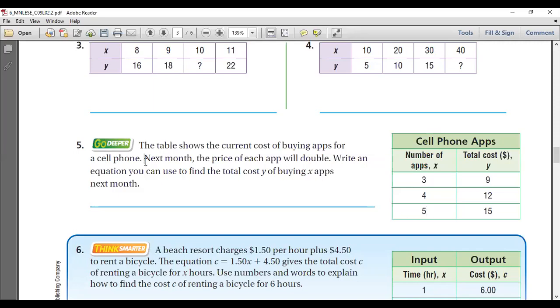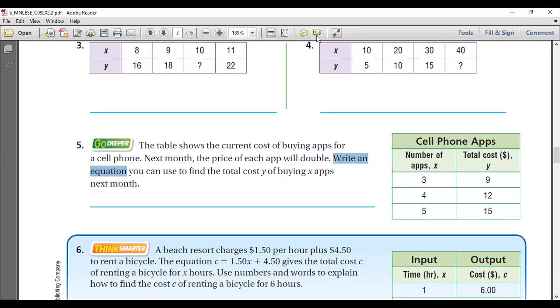So the question continues. Next month, the price of each app will double. So double means if the price of one app is $2 this month, next month it's going to be $4. If the price is $5 this month, next month it's going to be $10, double. Okay, write an equation you can use to find the total cost y of buying x apps next month.